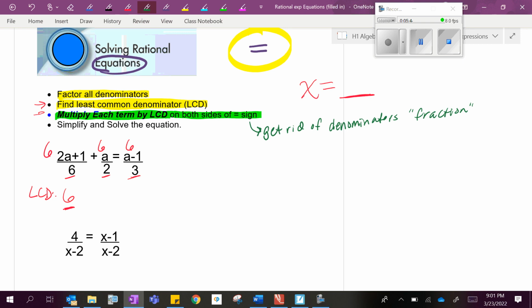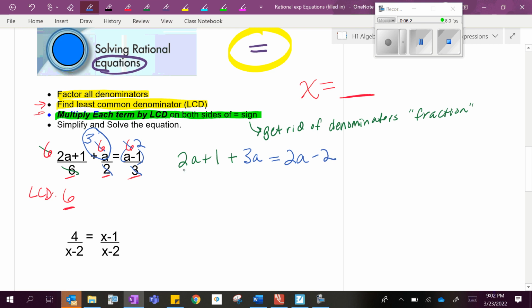So when we multiply everything by 6, in this first term, the 6's cancel, and we're left with 2a plus 1. Bring over our plus sign. On this next term, 2 goes into 6 3 times. So we get rid of our 2 and we make our 6 a 3. So this term becomes 3a equals, this last term, the 3 goes into 6 twice. So now we're going to distribute that 2 and we get 2a minus 2.